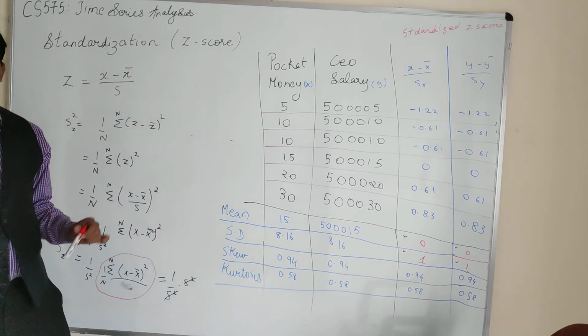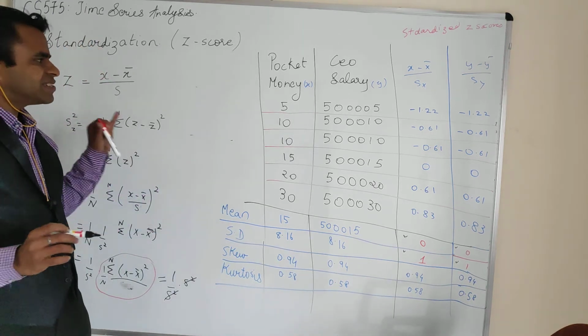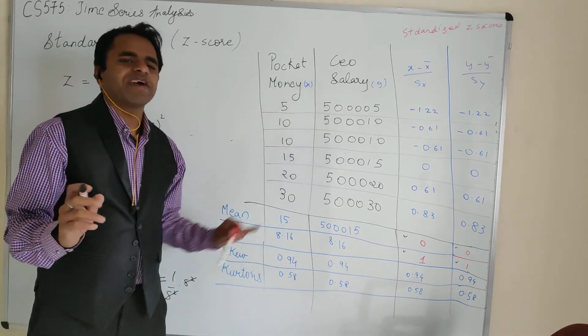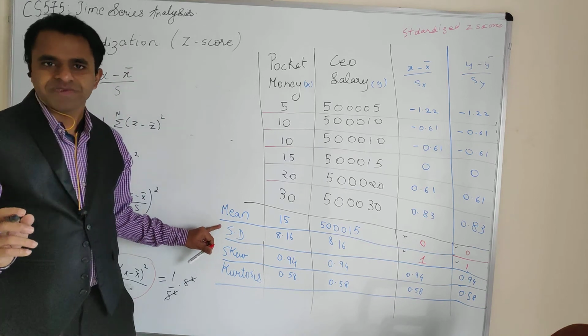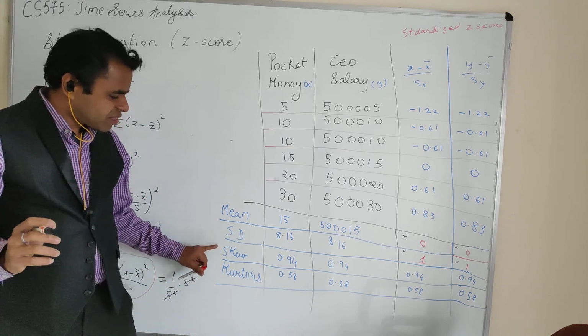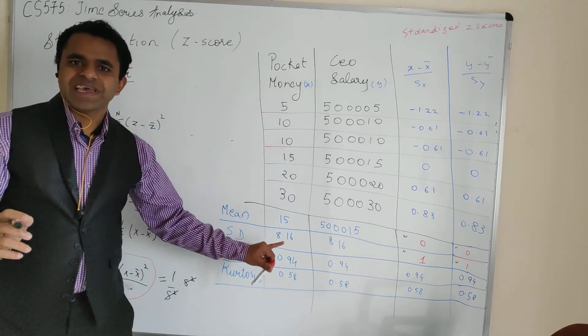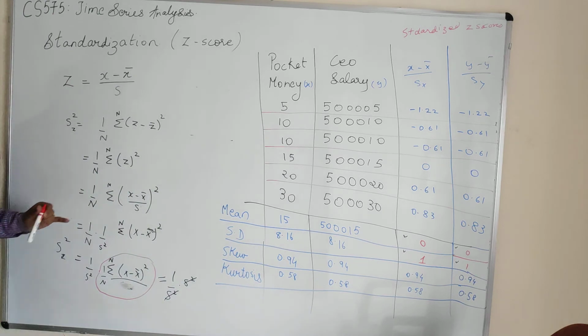So whenever you do some kind of prediction and all these things, it's a very good idea to standardize the scores or the observations, so that the scaling factor is removed, the mean is 0 and the standard deviation is always 1. Keep in mind one thing: the skewness and kurtosis remain the same irrespective of whether you are scaling or not scaling. That's it for this lecture. Have a good day.